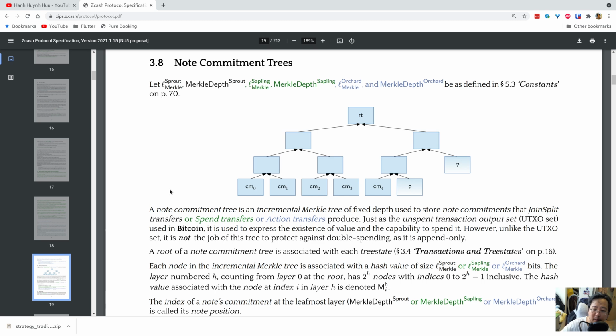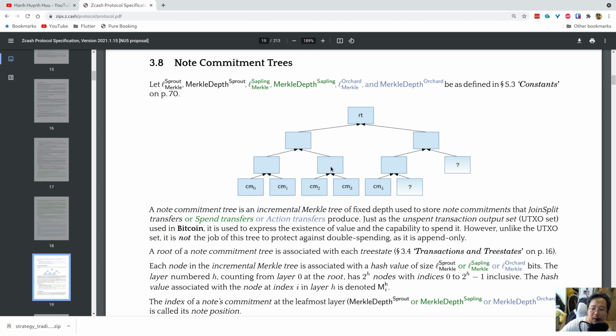A much smarter way, and this is the reason why this data structure is built, is to only provide the information along the path to the root, but on the other side. So for CM2, I give CM3. So I give CM2 and CM3. CM2 is the one I want to show that I know. I give CM2 and CM3, and you hash them together, you get this value.